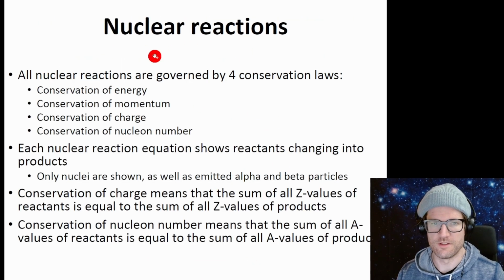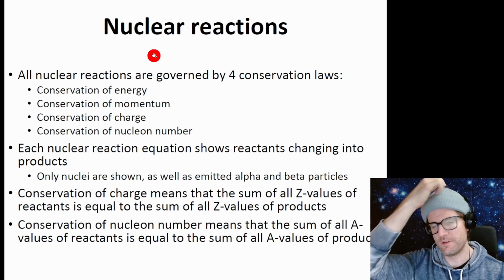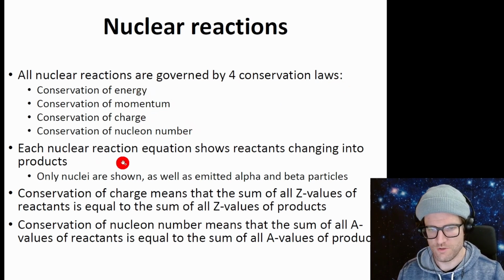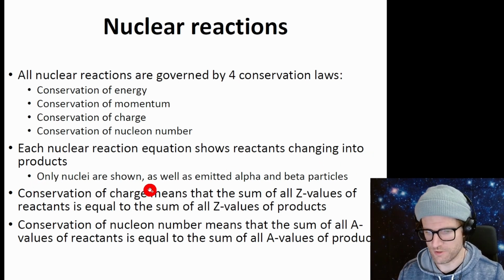Okay, nuclear reactions. This is when we convert different elements into new elements. So all nuclear reactions are governed by 4 conservation laws. That's energy, momentum, charge, and nucleon number. Each nuclear reaction equation shows reactants changing into products. Only the nuclei are shown, as well as the alpha and beta particles that are emitted.